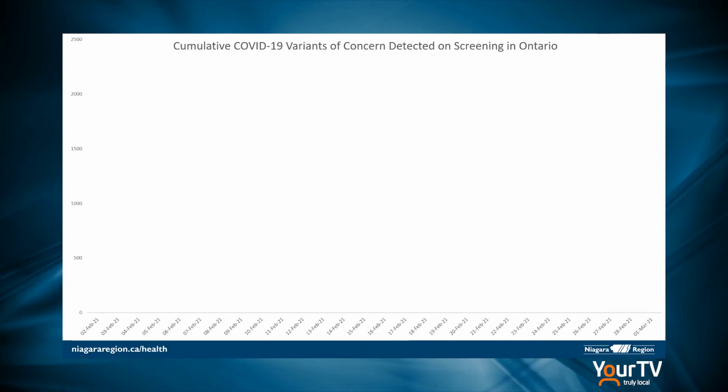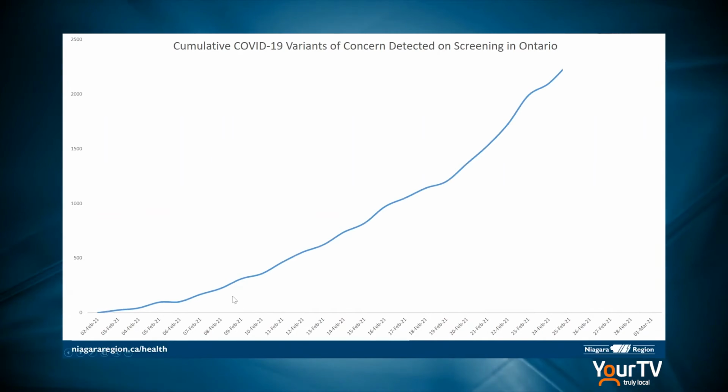February 3rd was the point where the province started to routinely test every sample for the variants. And you can, I think, get the appreciation here that the variants are basically picking up steam a little bit. That line isn't just going in a linear fashion. It is slowly starting to accelerate.